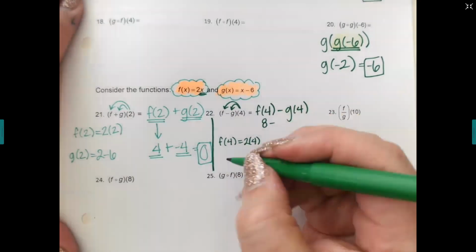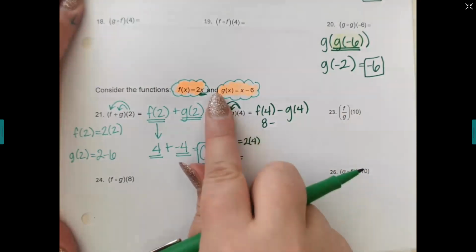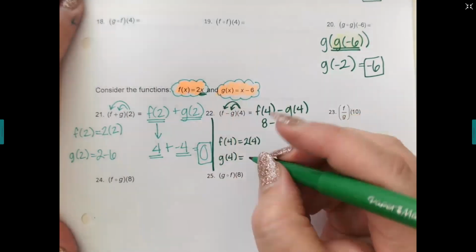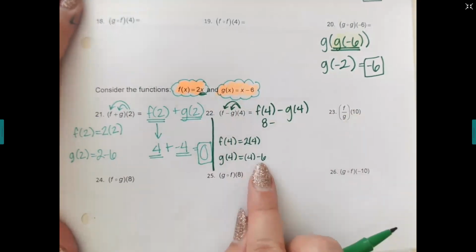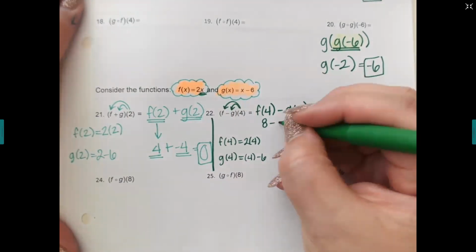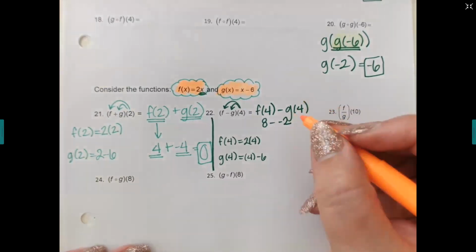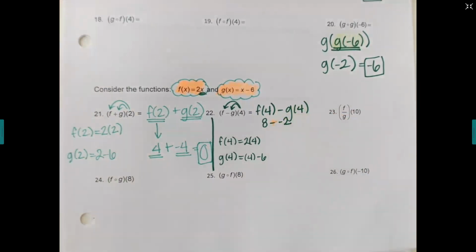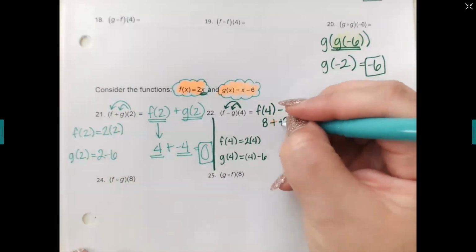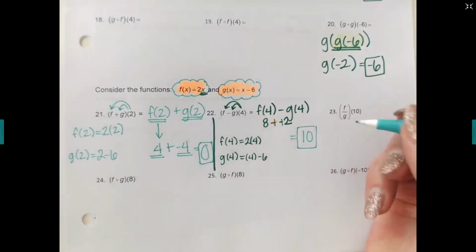Next, I want g of 4, which means I'm using that second formula. So g of 4 here is going to be x minus 6, but I'm putting a 4 in the x spot, minus 6. And 4 minus 6 is going to give me negative 2. Okay. And I think we did an example with this already, but remember that anytime it's minus a negative, that's going to be the same as plus. Okay. Anytime it's minus a negative, that's the same as plus a positive. So then 8 plus 2, that's going to give me 10.